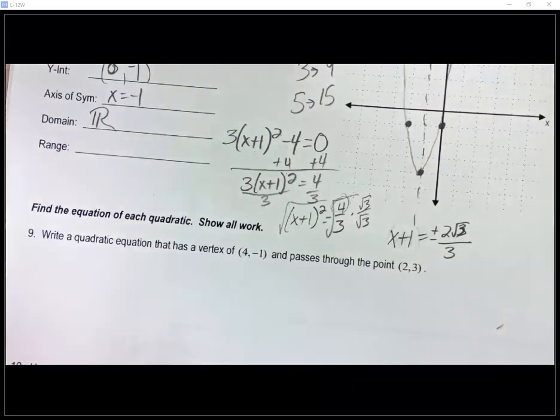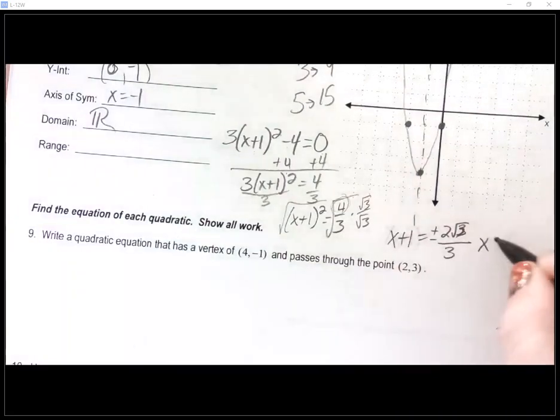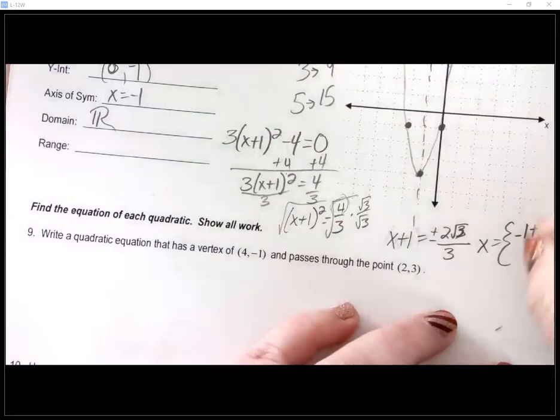And now I'll just minus that 1 over. So my final answer for my x intercept is going to be -1 plus minus... Oh, sorry. -1 plus minus 2 root 3 over 3.